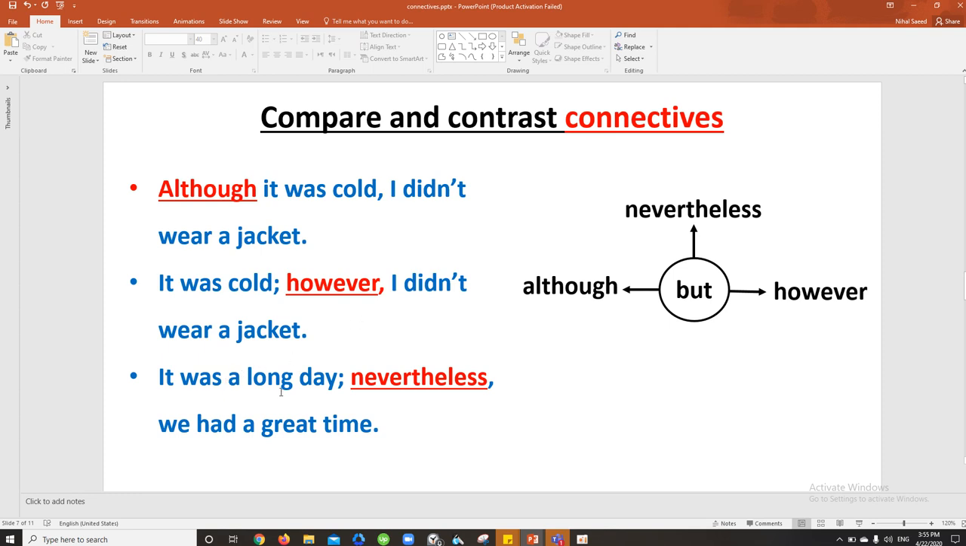Number three, it was a long day. If we have a long day, of course, I will expect that this day was too boring. I felt so bored. But what happened here? We had a great time. This is unusual. So these two sentences have contrast ideas. That's why I connected them by using the connective nevertheless. Nevertheless equals although and however and but. So the sentence will be, it was a long day, nevertheless, we had a great time. I think they are very easy.